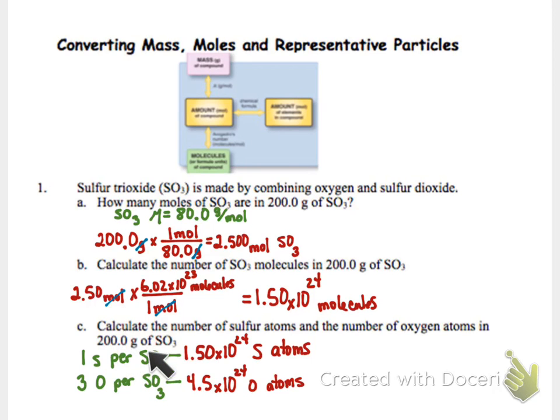Okay, 1 sulfur per SO3, 1.50 times 10 to the 24th sulfur atoms, exactly the same as the number of molecules. 3 oxygens per SO3, so we're going to take that number and multiply by 3, get 4.5 times 10 to the 24th oxygen atoms. This is all in 200 grams, so everything that we did was talking about 200 grams of SO3. And remember that you have to start with grams because that's what you can measure in the laboratory.